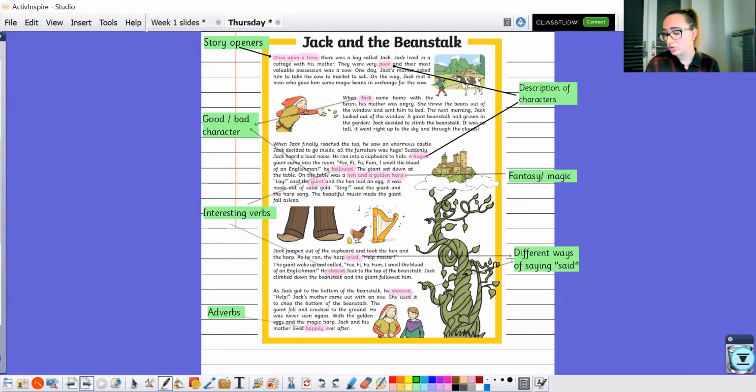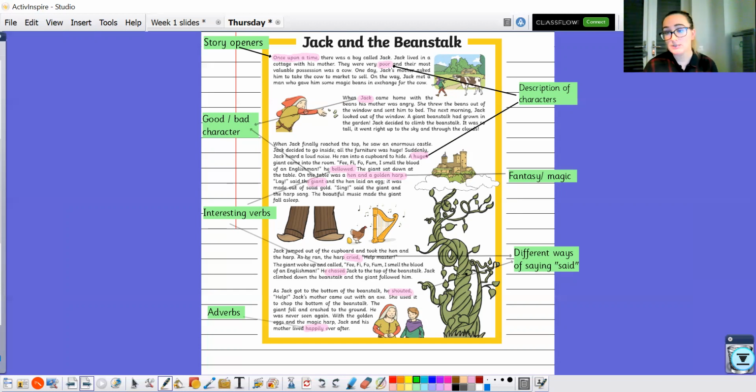In a traditional tale, you generally have a character that is good, so in this case would be Jack, and a character that is bad, and in this case, it's obviously the giant. You might have a traditional tale in your head that you're thinking, yep, that person's a good person and that person's a bad person. Generally, in traditional tales, there is also some sort of fantasy or magic.